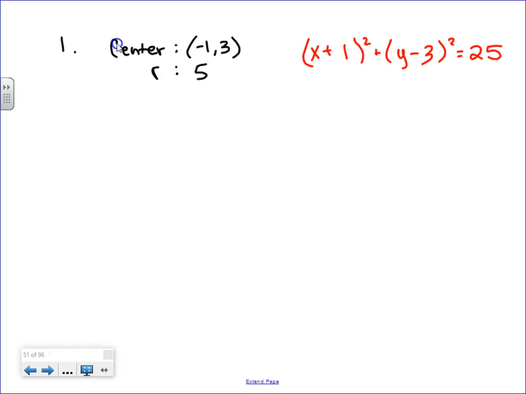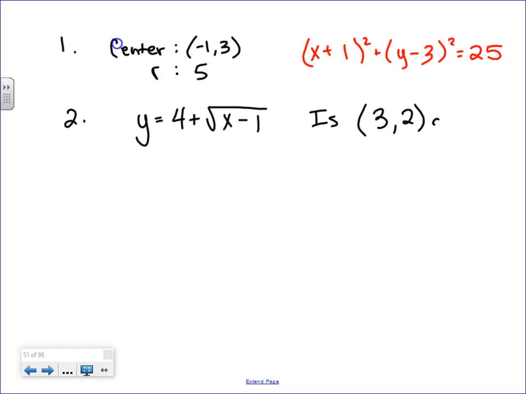Okay, someone new has the marker. Number 2. We don't have a lot of time for it. Write down the following equation: y equals 4 plus the square root of x minus 1. The question is, is (3, 2) a solution? And you have to show me why, yes or no.